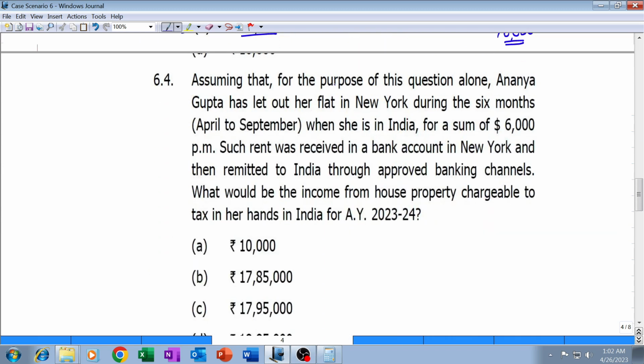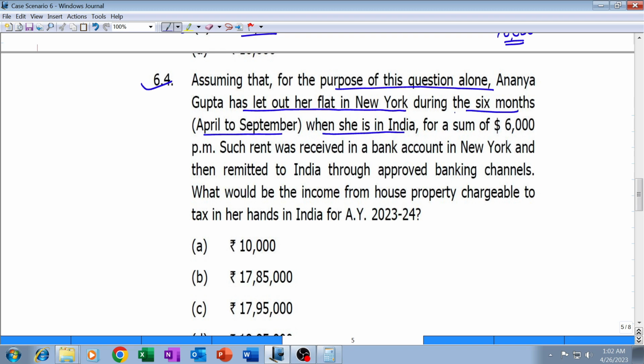6.4, assuming that for the purpose of this question only, Ananya Gupta has let out her flat in New York during the 6 months April to September when she is in India. If the New York based property is let out for a sum of $6,000 per month and the dollar rate is 75 rupees per dollar, such rent was received in a bank account in New York and then remitted to India through approved banking channels. Now remitted to India, that means India will be the second place of receipt. First place of receipt will be New York.